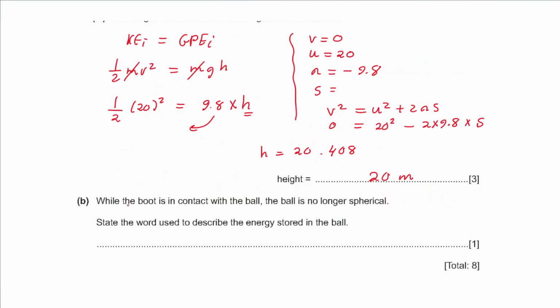Part B says while the boot is in contact with the ball, it is no longer spherical. That means that it changed shape. State the word used to describe the energy stored in the ball due to deformation. That would be strain energy or elastic energy.